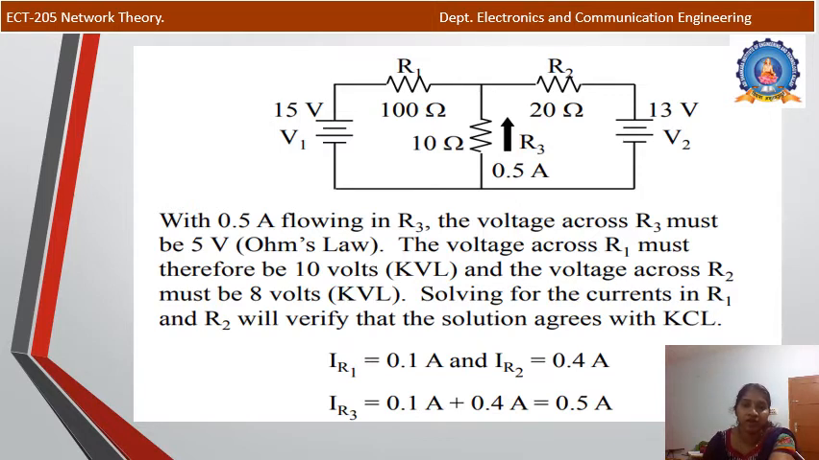So the total current will be 0.5 ampere flowing through the R3 resistance. So when we are doing by KCL we got the same answer, and by using the superposition also we got the same answer, right?